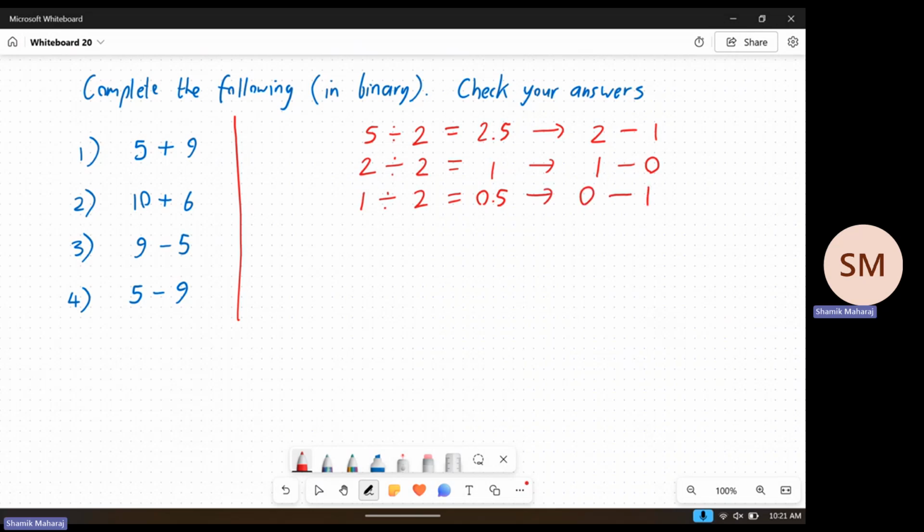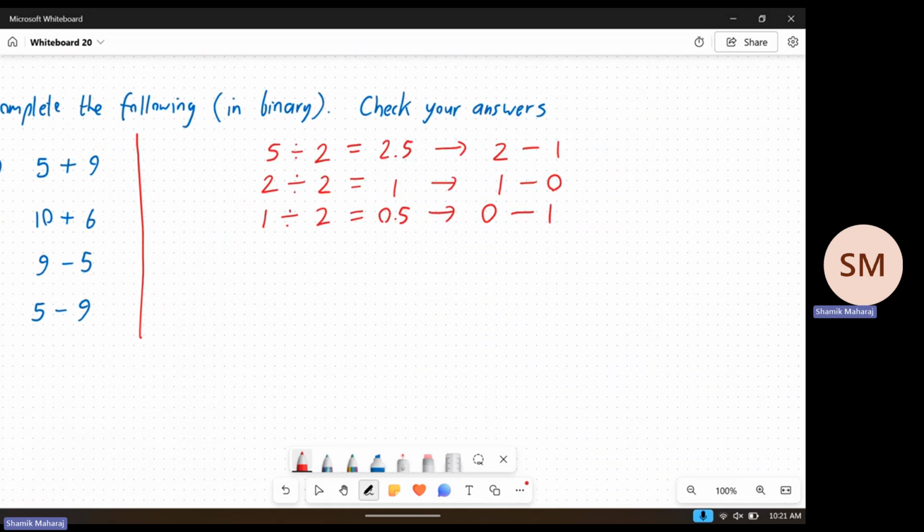Right, so once we hit 0 here, then we stop. There's nothing further to do. So the answer is read from bottom to top. So I'll write it here like this. That first, that second, that third. So that's 1, 0, 1.